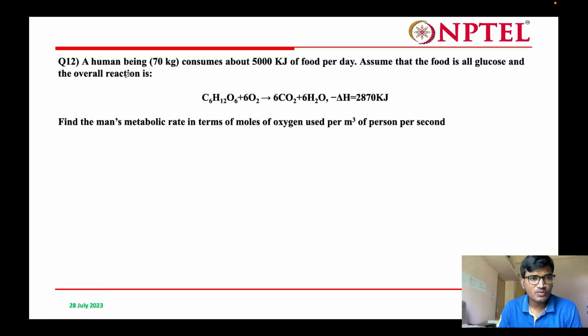Question number 12. A human being of 70 kg consumes about 5,000 kilojoule of food per day. Assume that the food is all glucose and the overall reaction is glucose plus 6O2 gives 6 carbon dioxide plus 6H2O with release of energy 2870 kilojoule. Find the man's metabolic rate in terms of moles of oxygen used per meter cube of person per second.